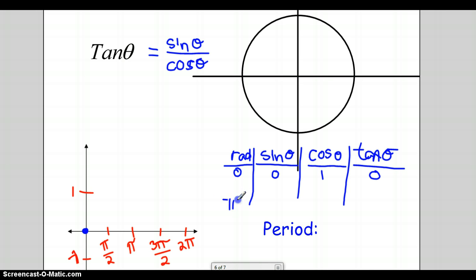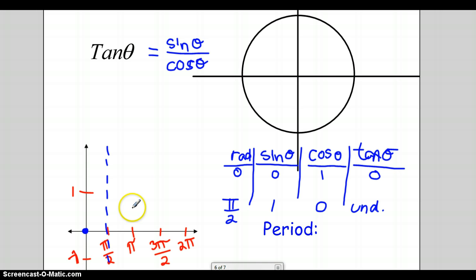But I'm going to go ahead and hop down to pi over 2. Okay? Pi over 2, sine at pi over 2 is 1. Cosine at pi over 2 is 0. If I take sine divided by cosine, 1 divided by 0, that is an undefined value. Any number divided by 0, you get an undefined value. Well, what happens in our graph at pi over 2? If it's undefined, that means we have no value at pi over 2, which means we have an asymptote. So I'm going to go ahead and put that there.